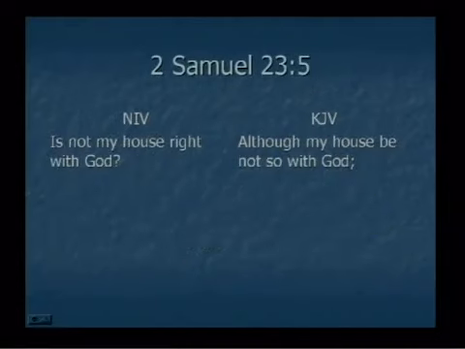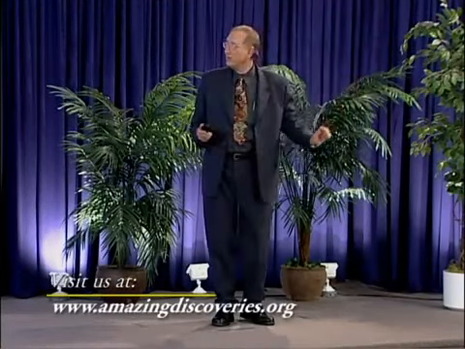2 Samuel 23, verse 5, NIV: Is not my house right with God? King James Version: Although my house be not so with God. So they turn everything around. When God says it's not right, the NIV says it is right.